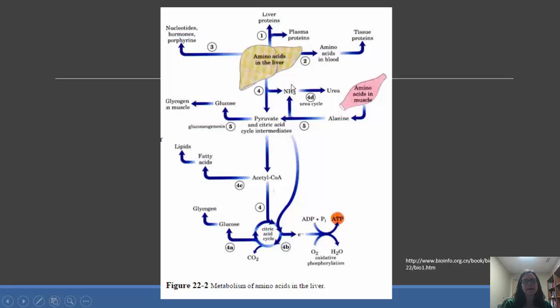catabolized, in which case the ammonia group is excreted as nitrogen. But also they can be used to either be degraded as energy or to build glucose via gluconeogenesis and then ultimately glycogen, or they can be used to form acetyl-CoA, which will be synthesized into fatty acids or triglycerides, or the intermediates can go into the citric acid cycle to be utilized for energy via oxidative phosphorylation.